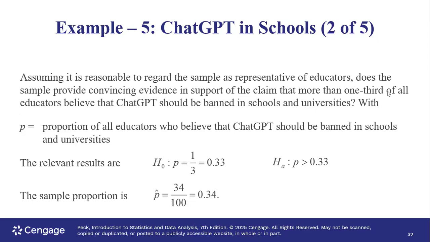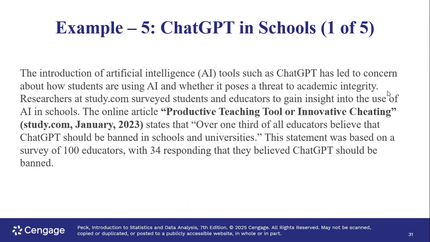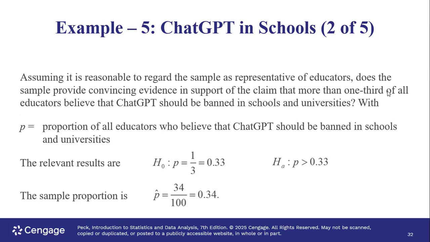And we have a simple random sample of size 100 educators. As you saw in the last sentence, 34 is the number of successes, the number of educators who believe that AI or ChatGPT should be banned in school. So the p hat value is 34 over 100.